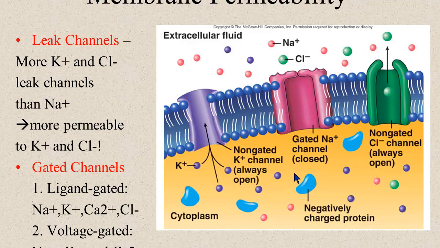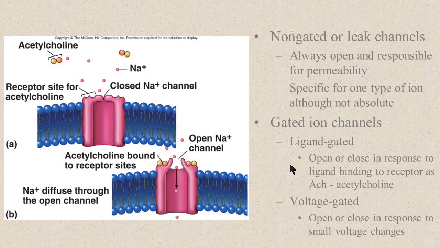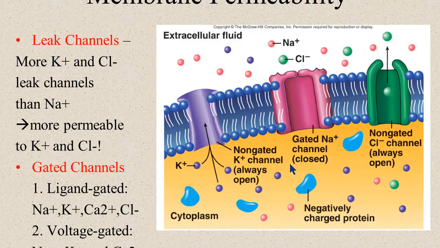So we're just going to accept those values at their face value. An important difference to note here, though, is that there are 50 to 100 times more leak channels for potassium than there are for sodium. And we don't see a sodium leak channel on this particular slide, but there are 50 to 100 times more of these channels for potassium than there are for sodium. So as a result, these cells are more leaky to potassium than they are to sodium.